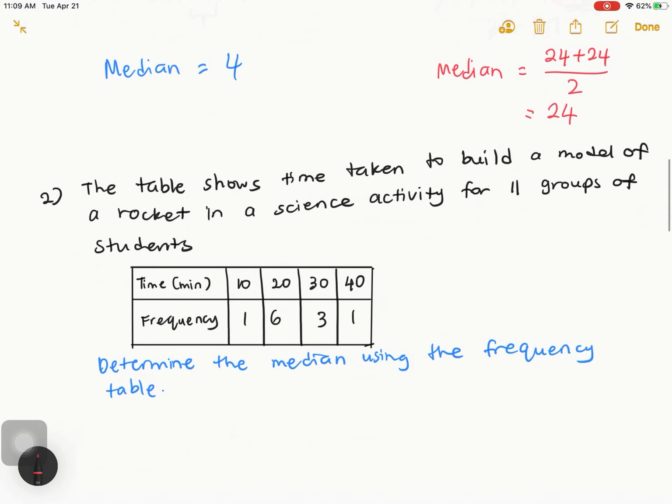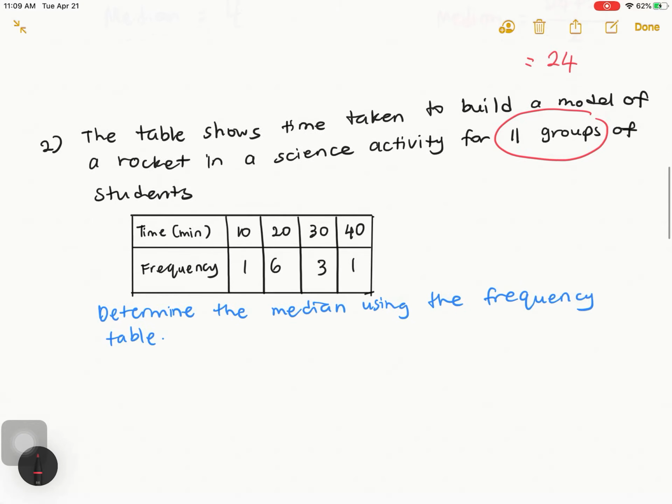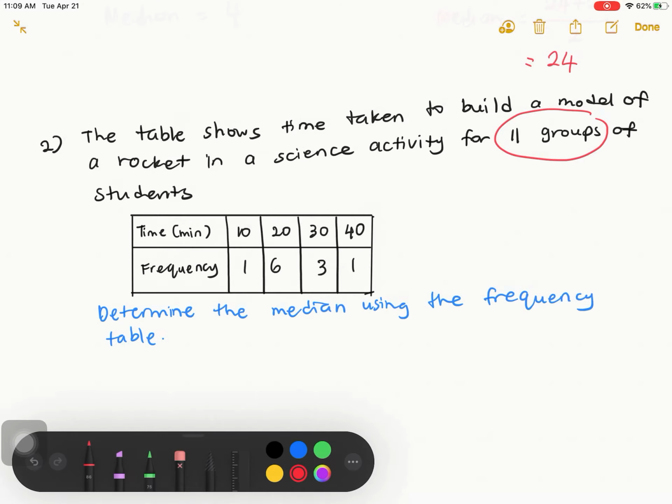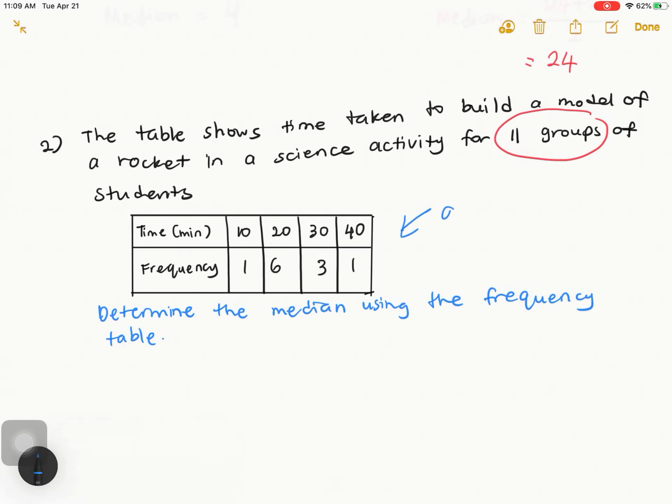Now to question number 2. The table shows the time taken to build a model of a rocket in the science activity for 11 groups of students. Now, you see, the question already told you the number of students in the groups. The question says determine the median using the frequency table. First thing first, class, you have to know that this is grouped data.